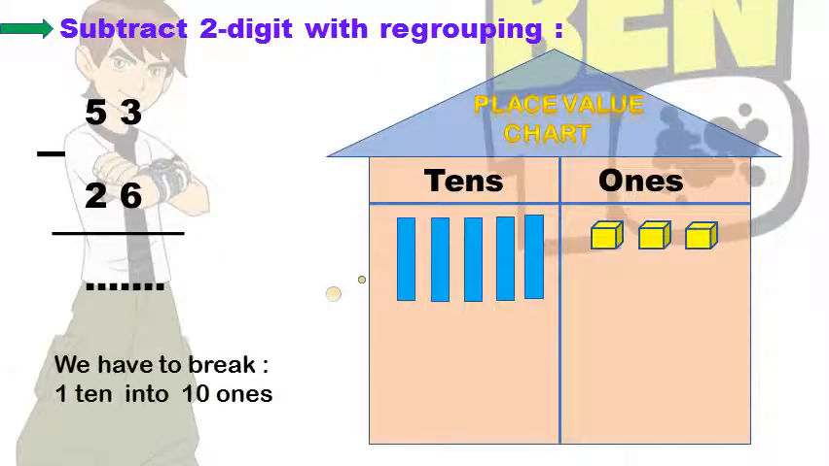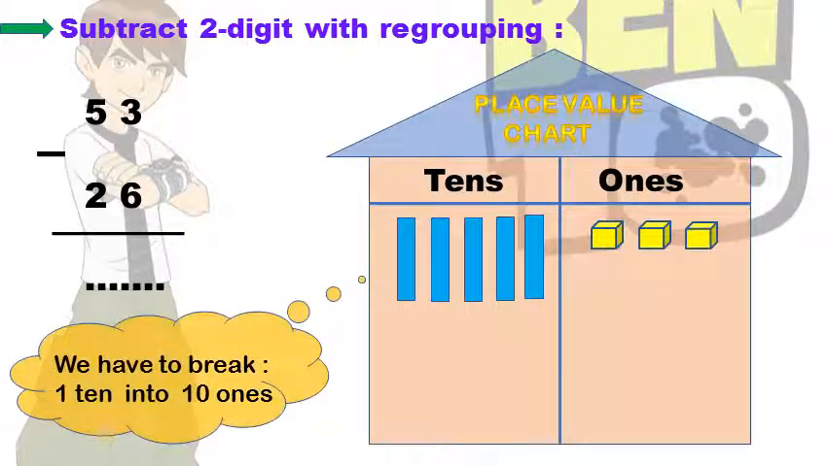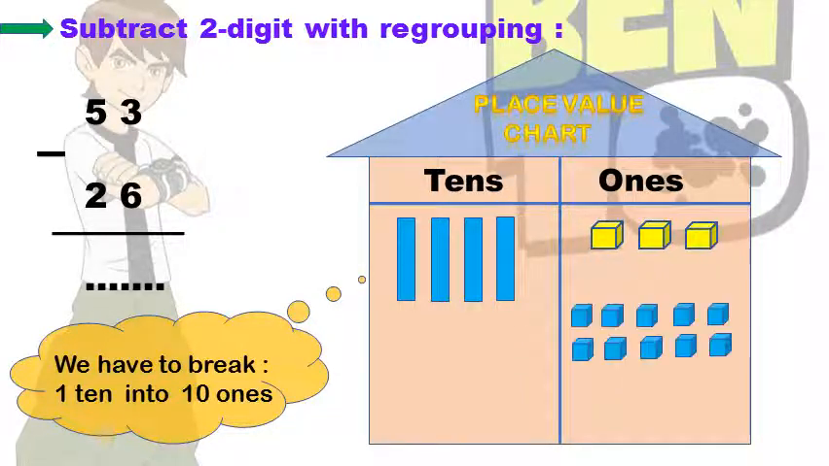I'm going to go to the next room, the tens, and I'm going to take from it 1 ten and break this 1 ten into 10 ones in the ones room. Okay? So here I have how many ones? I have 13 ones. What about the tens? Yes, the tens become 4 instead of 5.